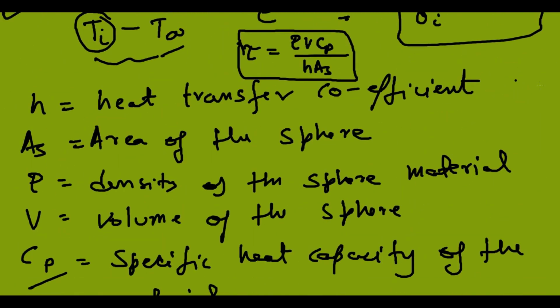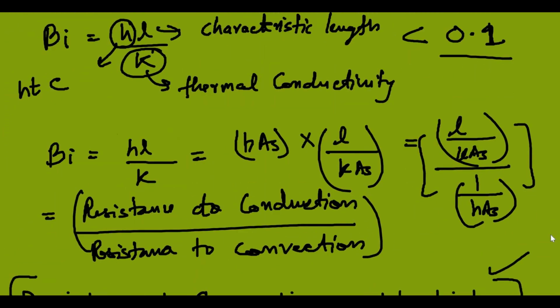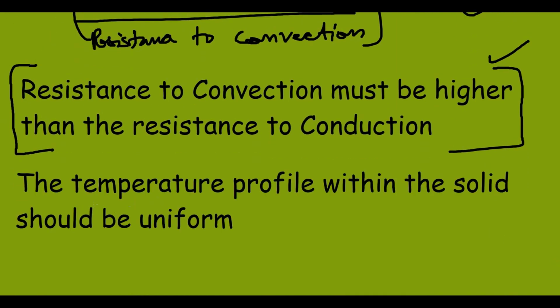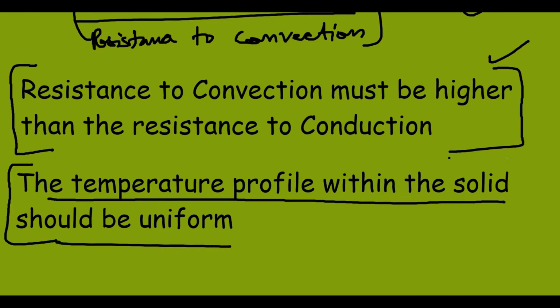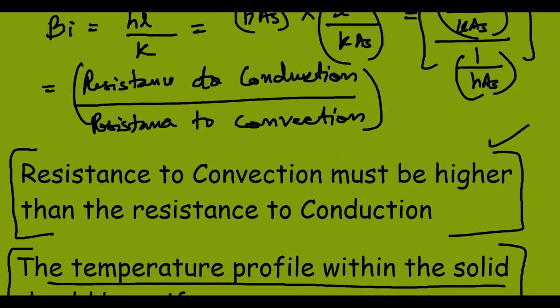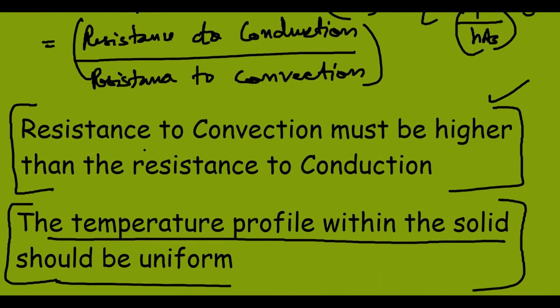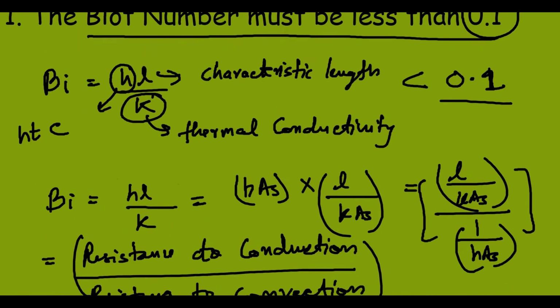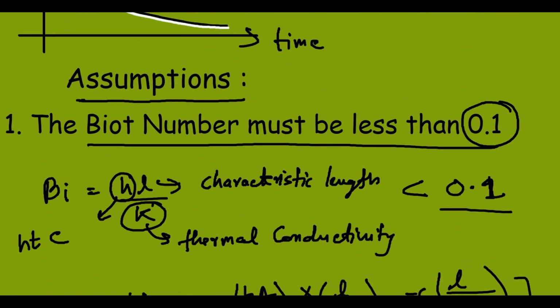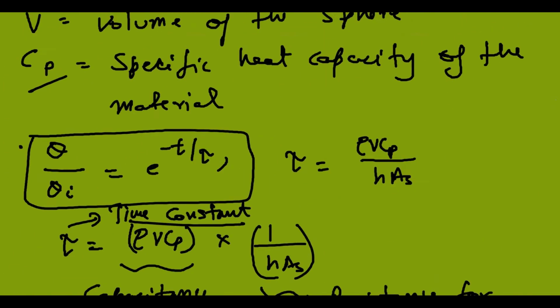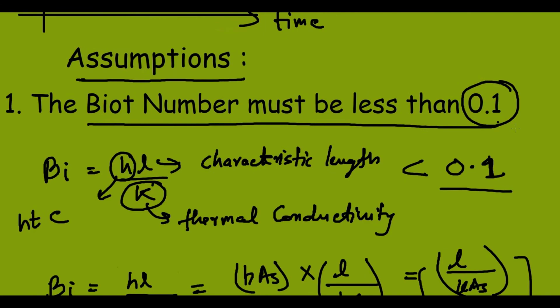That is all these discussions that we have done. There is another thing that I would like to say over here. Another important thing that we can write here is that the temperature profile within the solid should be uniform. This is another assumption, but all of these are derived from the same thing, that the Biot number should be less than 0.1. By altering this expression we can derive these two things further: the resistance to convection must be higher than the resistance to conduction, and the temperature profile within the solid should be uniform. If these assumptions are true, then we can use this lumped capacitance model. The basic assumption is that the Biot number should be less than 0.1.